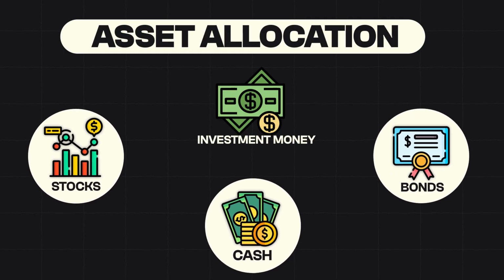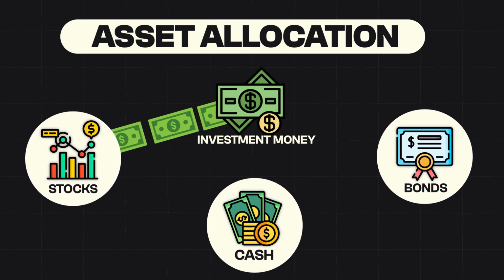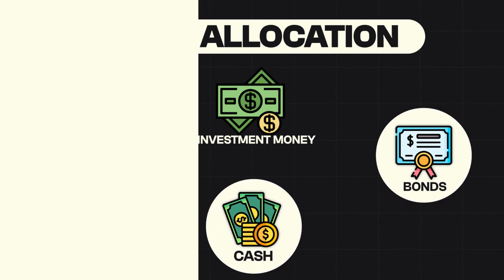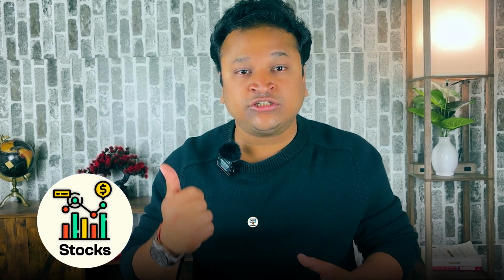In today's video, we'll talk about asset allocation, which simply means deciding how much of your investment money to allocate to the stock market, how much to the bonds, and how much to keep in cash. The reason for distributing your investments across different asset classes such as stocks, bonds, or cash is to manage your risk while maintaining healthy returns on your portfolio.